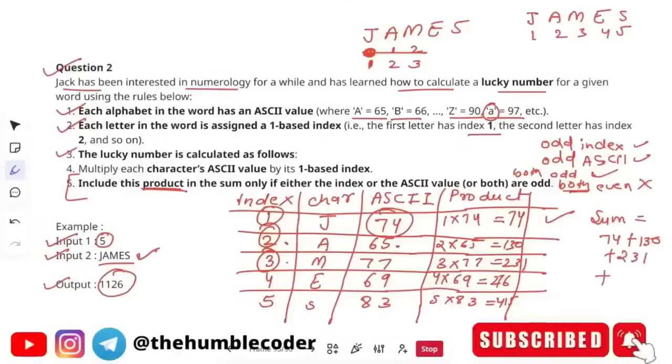Next turn. 4 plus 6, 4 and 69. 4 is even, but 69 is odd. So we are going to take this one also. Plus 5 and 83, 5 is odd. So this one also we are going to take. So the product of this one, okay.